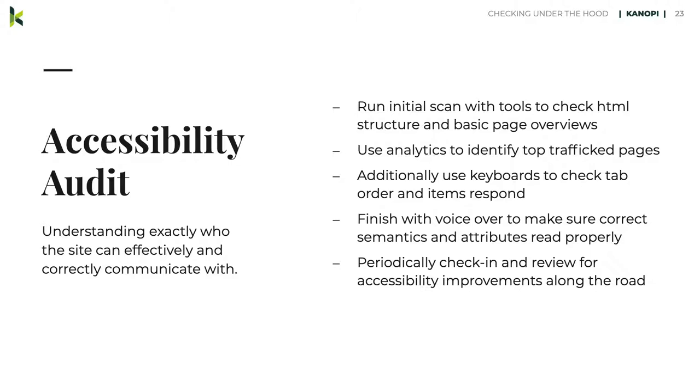One of the things we also strive to do is an accessibility audit. Understanding exactly who the users are on the site and can the site effectively communicate with those users. So first, we're running an initial scan with tools to check basic structure. We are trying to identify top pages, top traffic pages, using analytics, and then running additional tests on those to make sure we are tackling those first.